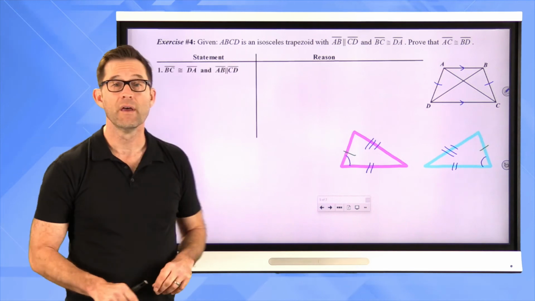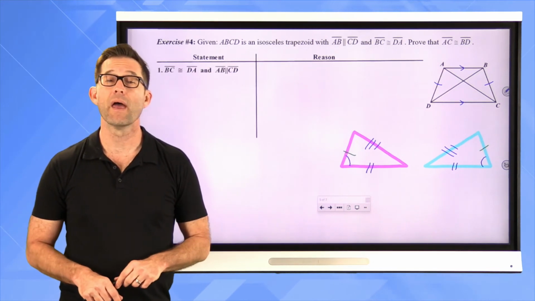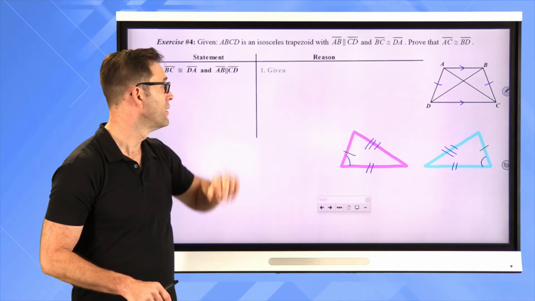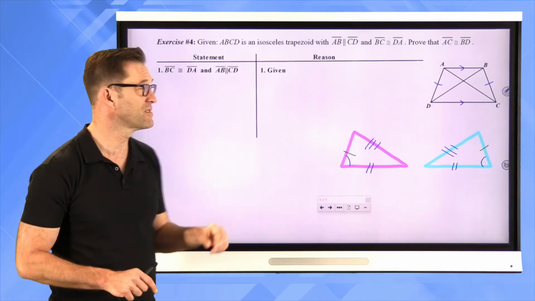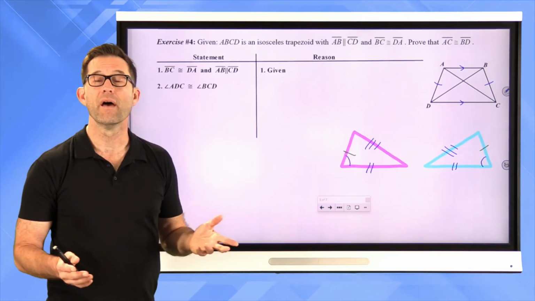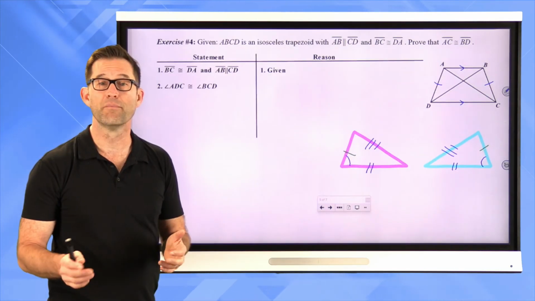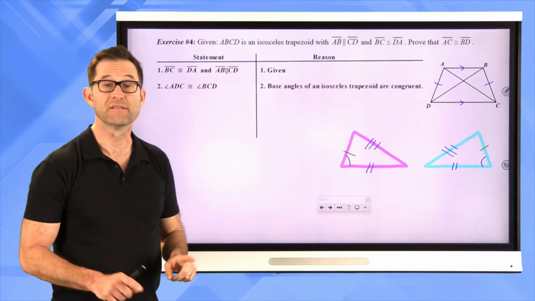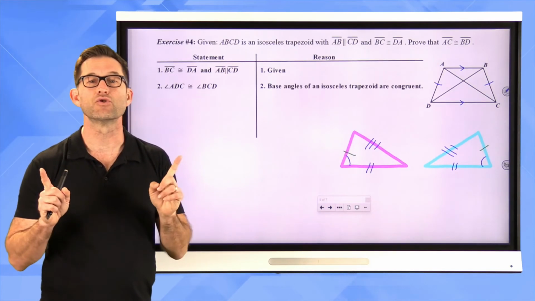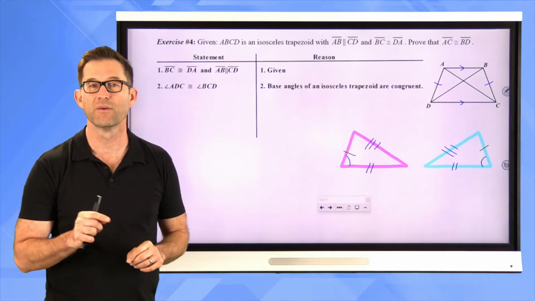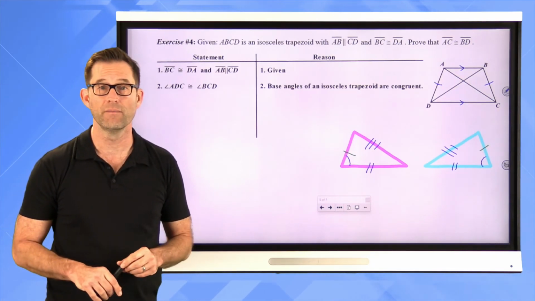All right, let's see how that plays out. First things first, BC is congruent to DA and AB is parallel to CD. Easy enough, those are my givens. Then we've got angle ADC is congruent to angle BCD. That's because base angles of an isosceles trapezoid are congruent. Make sure you don't say base angles of an isosceles triangle.